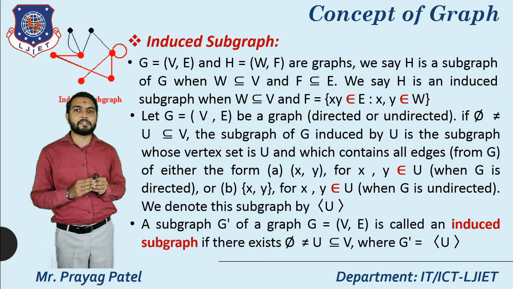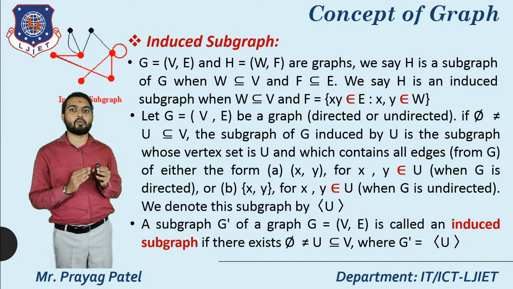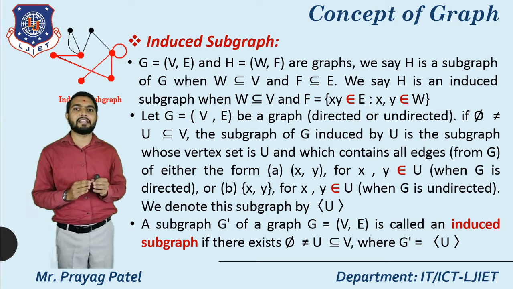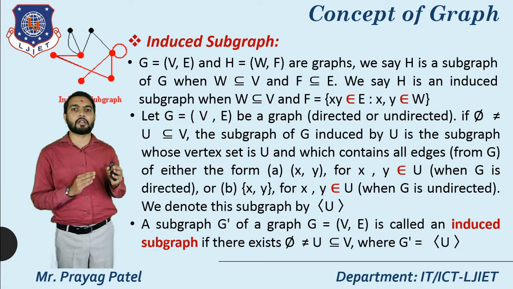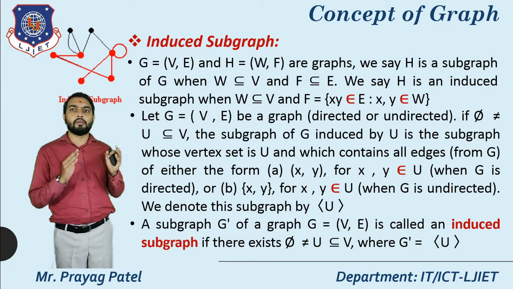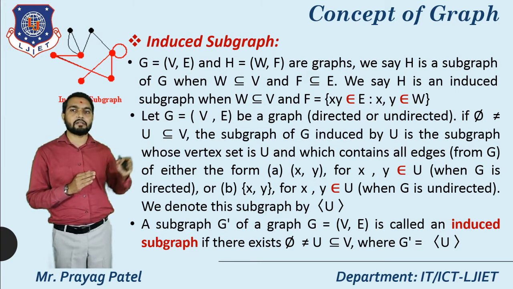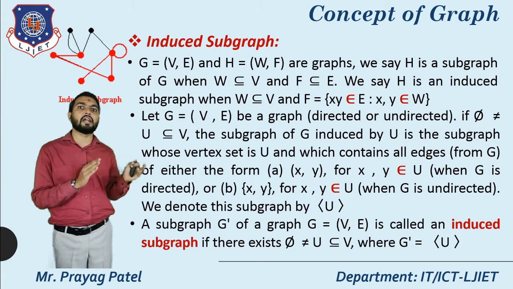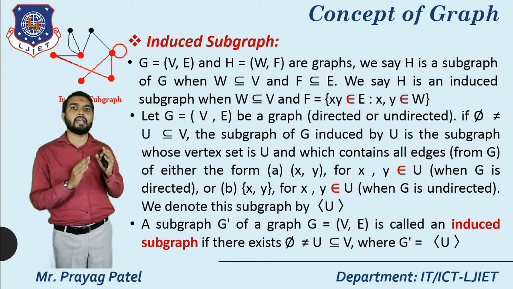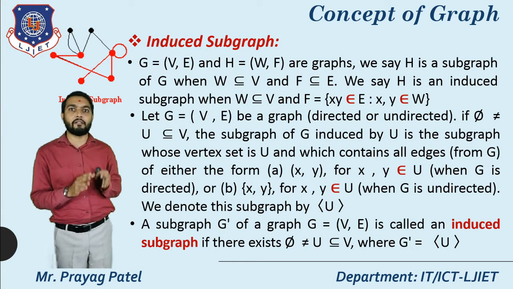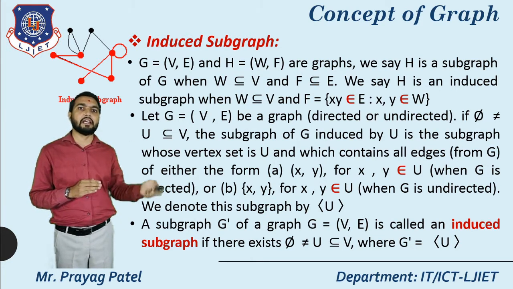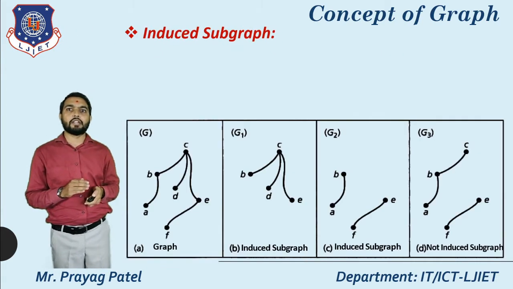So a subgraph G dash of the graph G equal to (V, E) is called an induced subgraph if there exists a nonempty U, a subset of V, where G dash equals G[U]. So basically, induced subgraph means if we want to include the x and y nodes in our graph, then compulsorily we include the xy edge. If it is available in the graph, then compulsorily we add this xy edge in our graph. So this is called the induced subgraph.